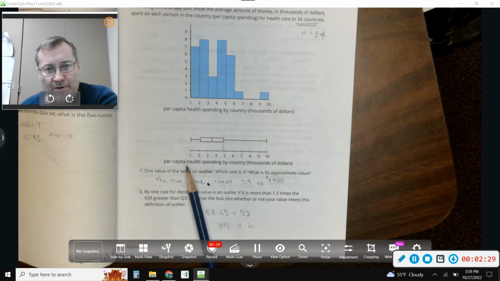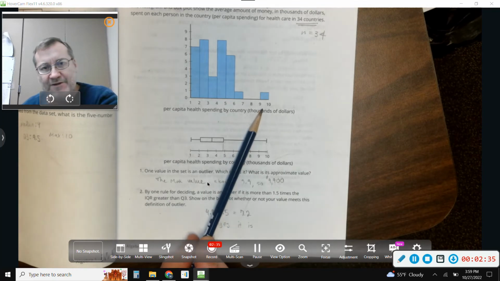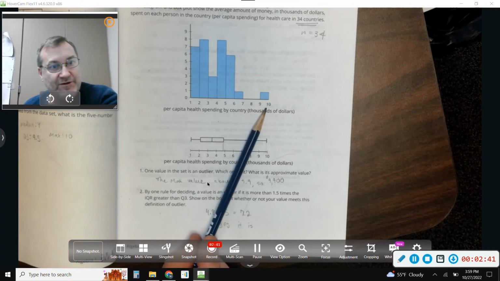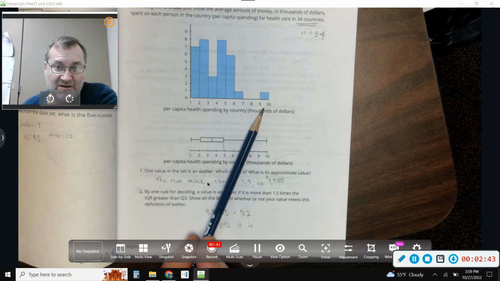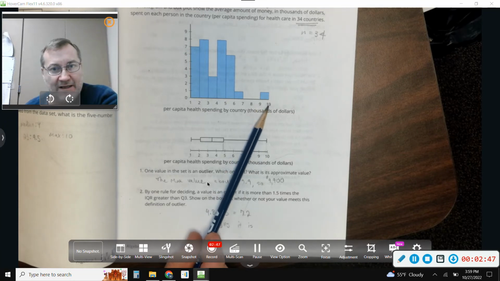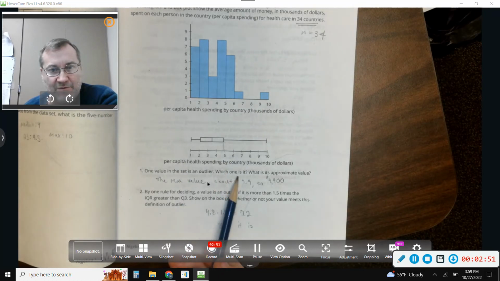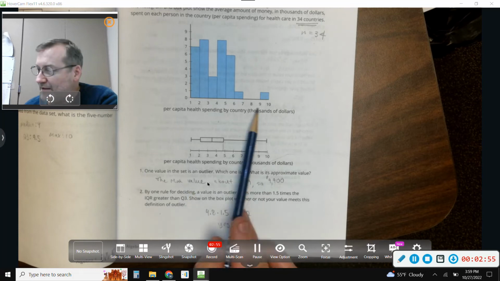So one value of the set is an outlier. Which one is it? What's the approximate value? Well, I think we can all see that thing is an outlier. The approximate value, you could say between $9,000 and $10,000. You could say $9,500, something like that. But you have to realize that the number lies somewhere between $9,000 and $10,000, and it's right there. So it's the one on the end, between 9 and 10.